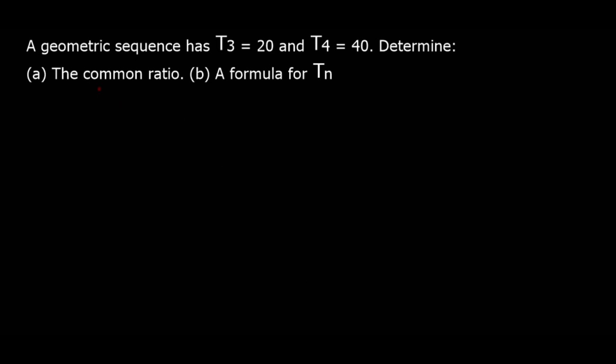Question: A geometric sequence has T3 equals 20 and T4 equals 40. Determine the common ratio, and a formula for Tn. This question will give only 2 things, term number 3 and term number 4. So unlike other questions, there are no things like term 1, term 2, or even term number 4 given. So this question is tricky, but it's not that tricky, because we apply the same things based on the geometric sequence. Now let's answer number A.